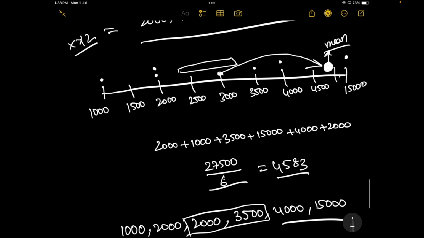This 2750 lies here, and this is the median. So this is actually the center of the values. Averagely, I'm making 2700 per day. Yeah, that's okay.